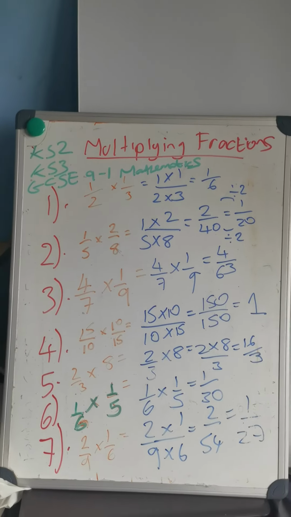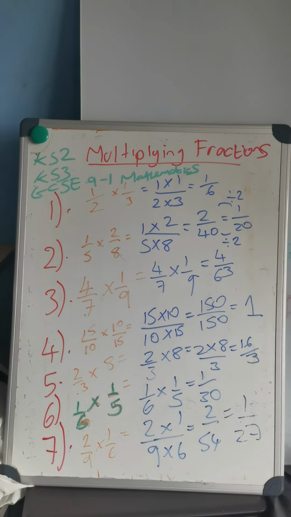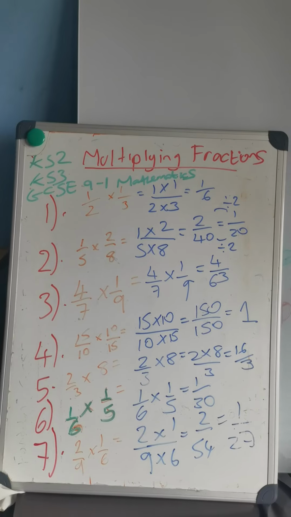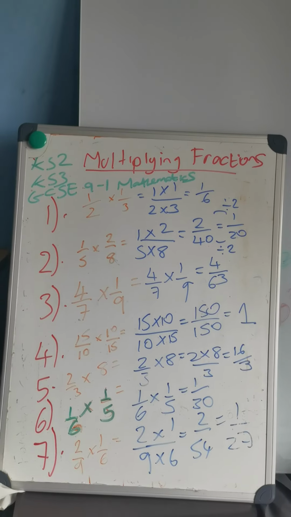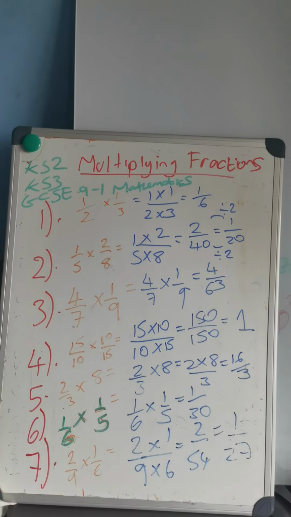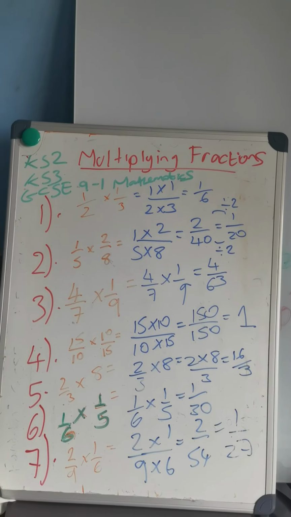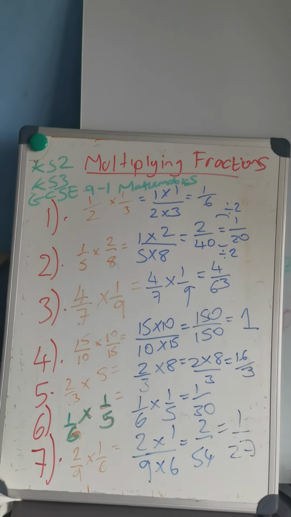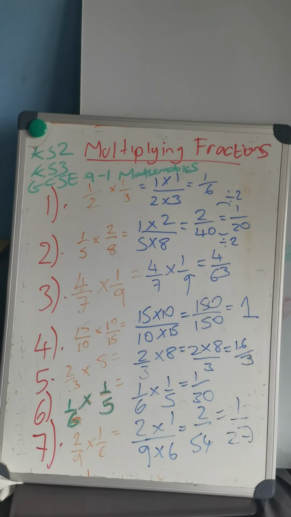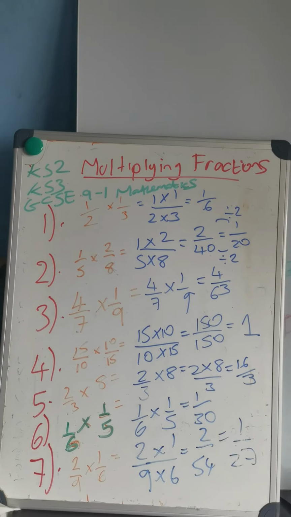Okay, this is question number 6. 1/6 times 1/5. Well, again, 1 times 1 is 1, 6 times 5 is 30, so the answer is 1/30. Okay, this is question number 7, guys. 2/9 times 1/6. Well, again, 2 times 1 divided by 9 times 6. 2 times 1 is 2, 9 times 6 is 54.